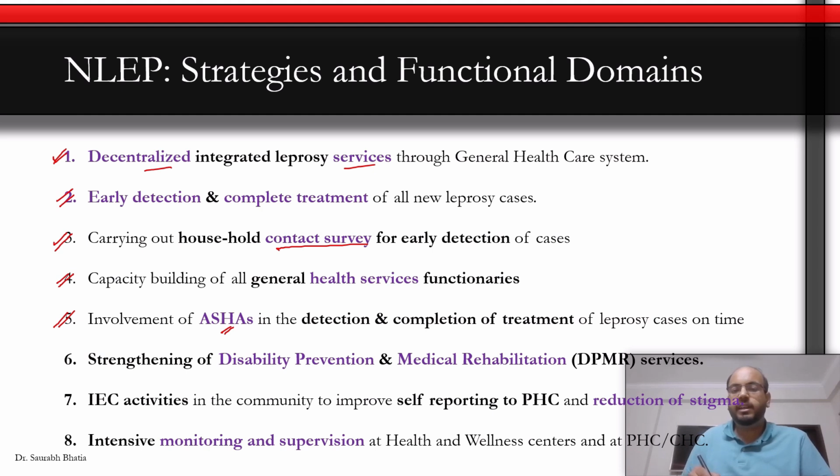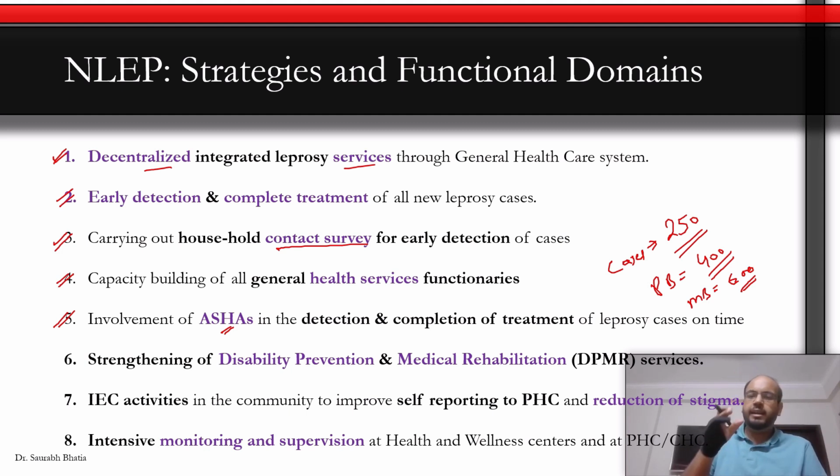In fact, for every case of Hansen's found, I'm not sure, but you can search on the net, ASHA workers get about 250 rupees per case if they get a leprosy case to hospital. And if the treatment is completed, I am not exactly sure, but if PB leprosy treatment is completed, the ASHA worker gets 400, and if a multibacillary case is treated, the ASHA worker gets 600. Roughly. If I get to know the real data, I'll put it in the comment section. If anybody else can find out, do let me know.